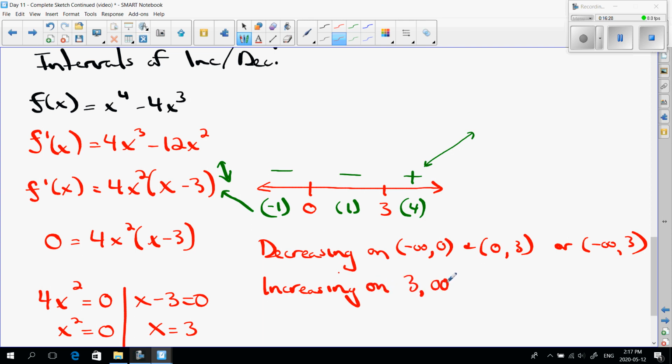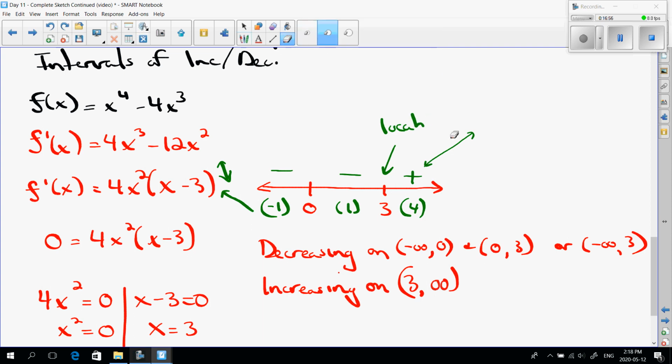3 to infinity. Now, the first derivative test tells us that if the derivative goes from negative to positive at a critical number, like it does here, we have a local min. I'll do that in green. This would be a local minimum.